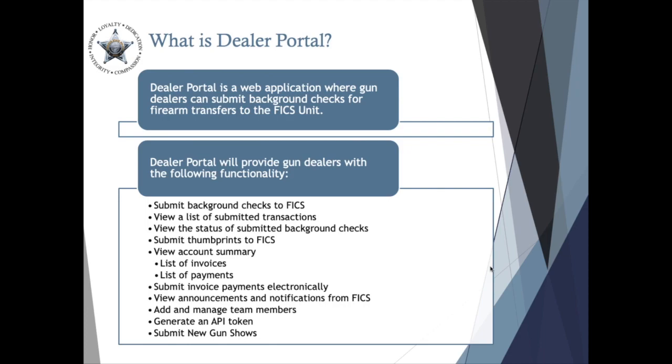As I mentioned a moment ago, the dealer administrators will have the ability to add and manage their team members and provide them access to Dealer Portal. As for those dealers that are utilizing the API, they will have the ability to generate an API token. And lastly, dealers will have the ability to submit new gun show requests for gun shows that are not currently visible from the gun show dropdown to set their location.